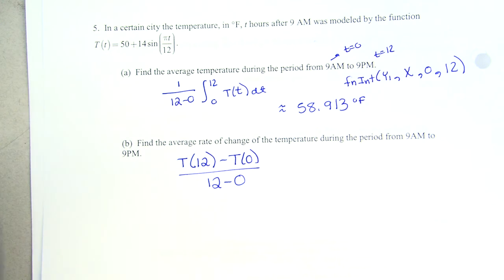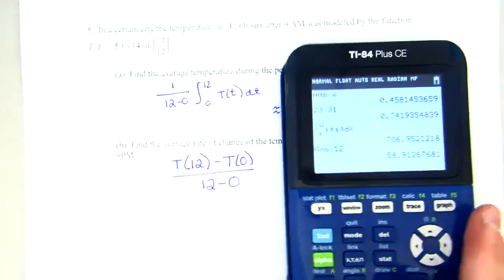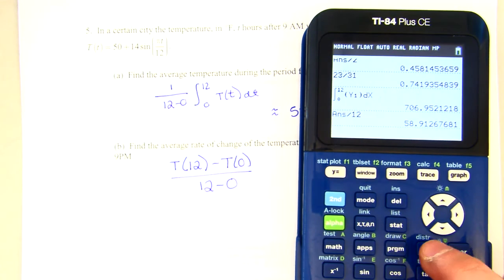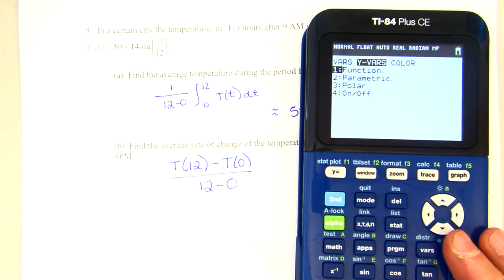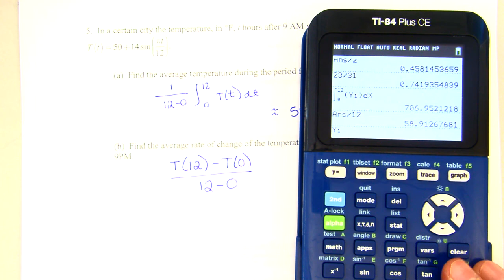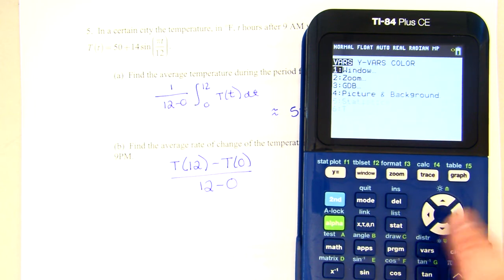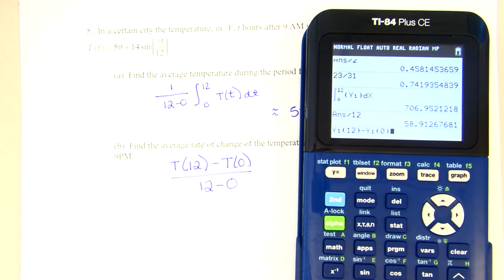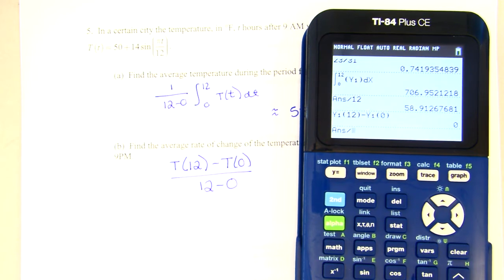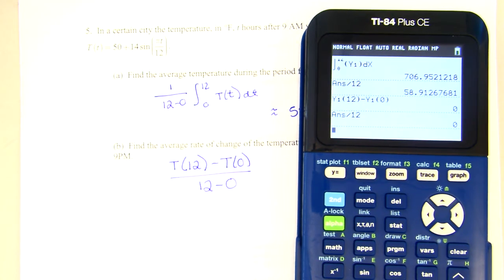Like the plugging in part? Okay. So I need to bring up the name for y1: variables, go over to y variables, function, y1, and to evaluate at 12, in parentheses, you're going to say 12. Minus, bring up the name y1, in parentheses, say 0. When you're done, we'll divide by 12. Not that it really matters.